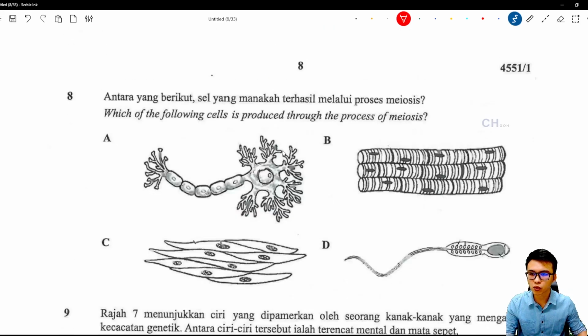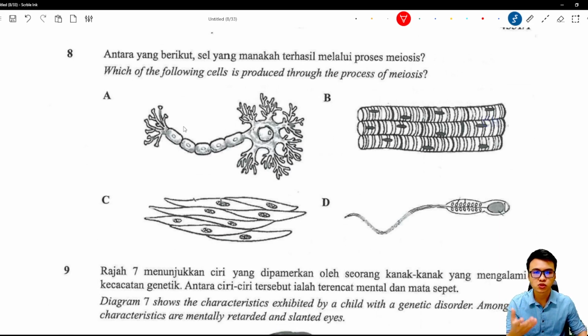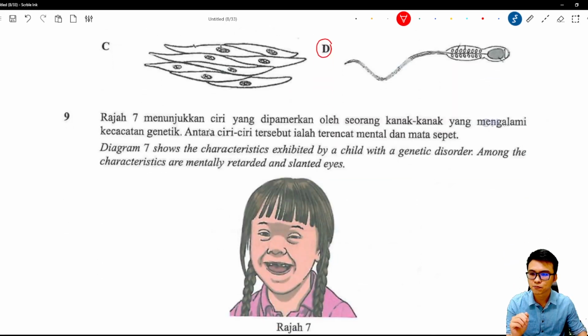Now continue to look at question 8. Which of the following cell is produced through the process of meiosis? When we talk about meiosis, confirm reproductive cell. So this question is super easy. The answer should be D here.